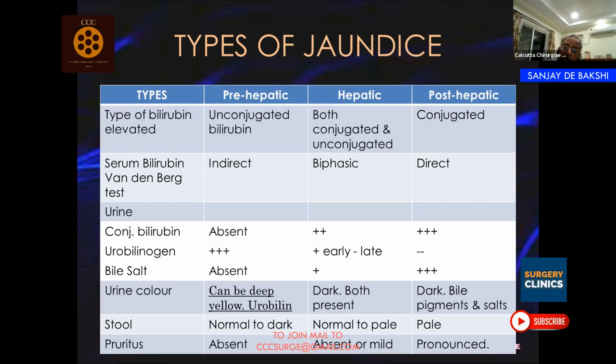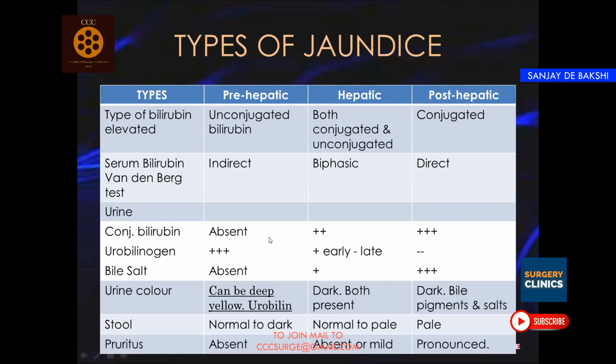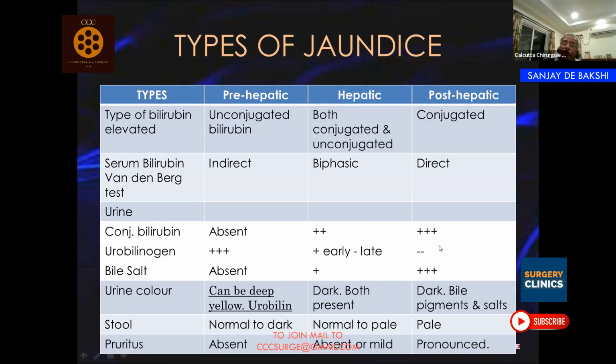Urobilinogen is very high in prehepatic. Bile salt is significantly absent. In a post-hepatic, you have conjugated bilirubin, and you have bile salts also. Urobilinogen, you don't have in a post-hepatic because you don't have the enterohepatic circulation, so you don't have urobilin coming out here. In prehepatic, there's a huge amount of urobilinogen.